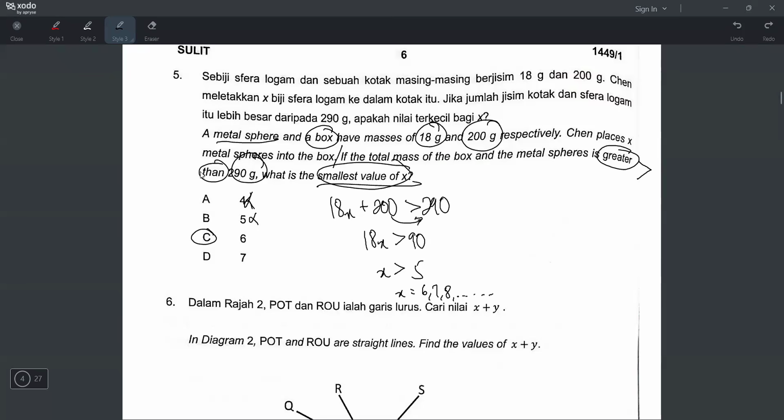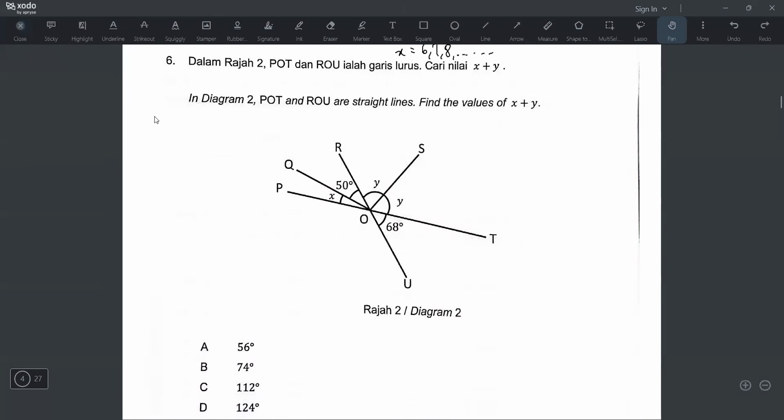So there shouldn't be any fraction or decimal. So the smallest integer value of x is 6. Yeah, smallest, 6. Alright, that's all. Hope you understand.